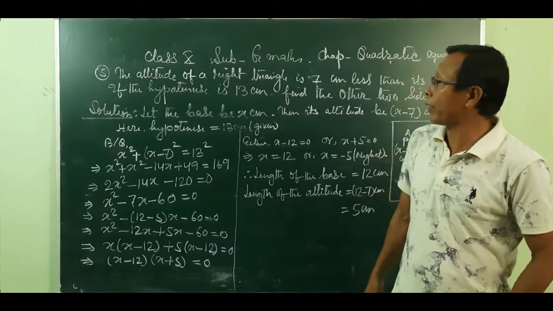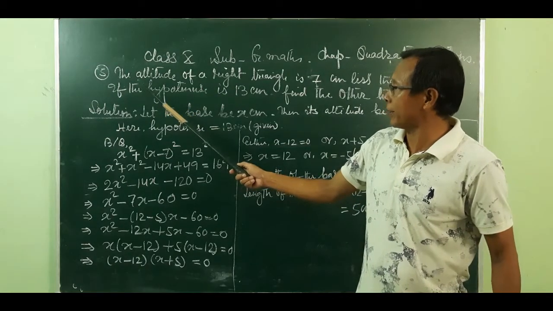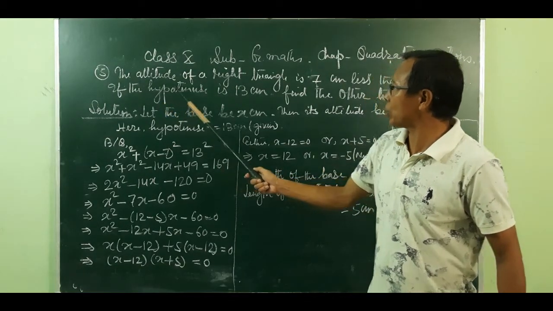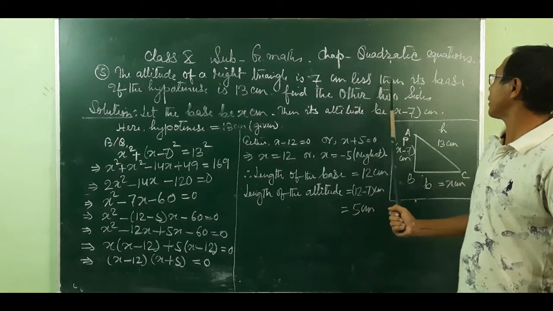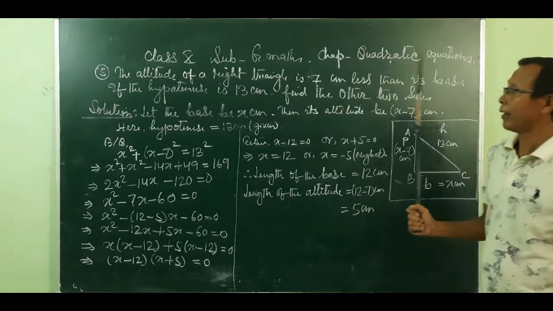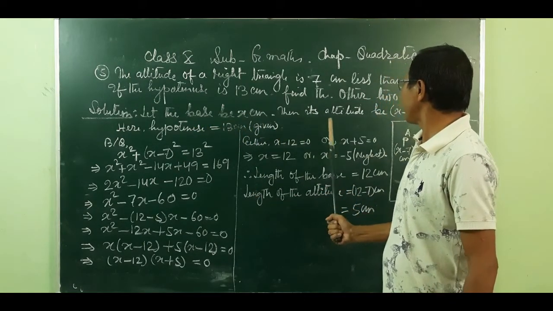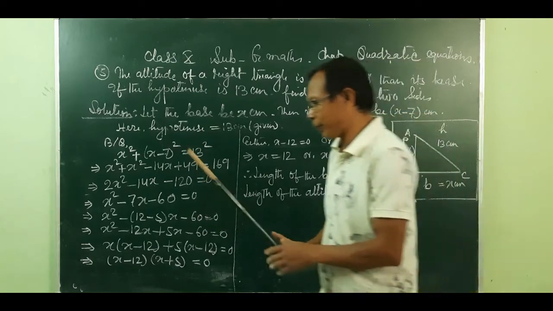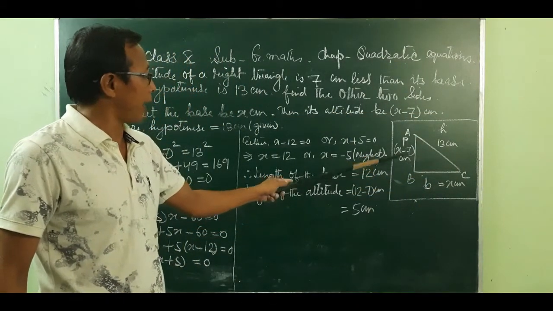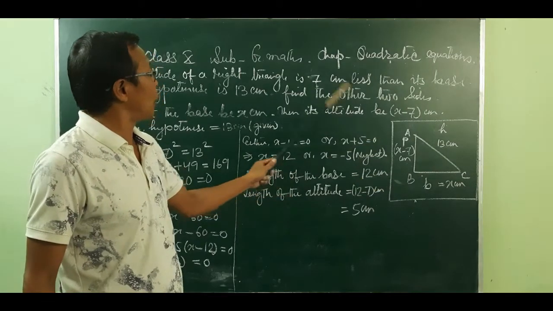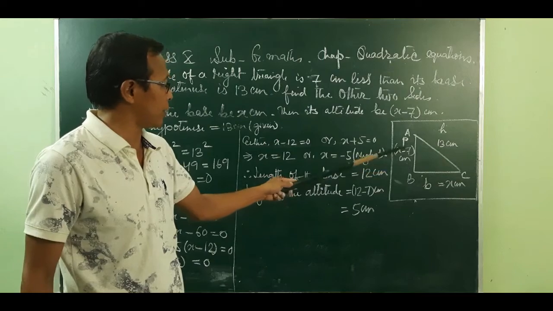So now come to the next question, that is question number 5. The question was given like this. The altitude of a right triangle is 7 centimeter less than its base. If the hypotenuse is 13 centimeter, find the other two sides. So I am given a diagram here, one simple diagram. This is a right angle triangle. So altitude is minus 7, and less means 7.